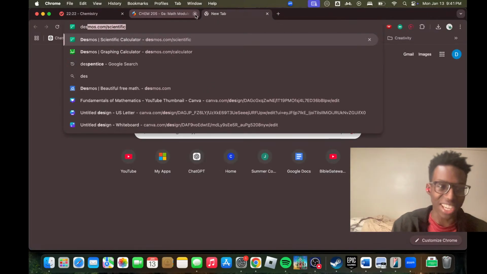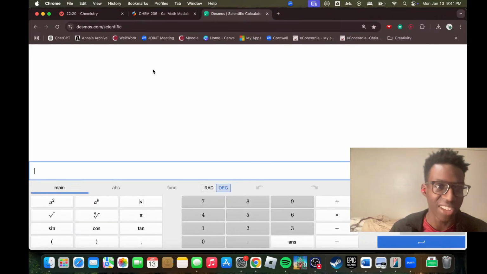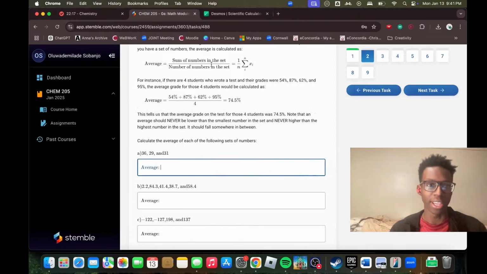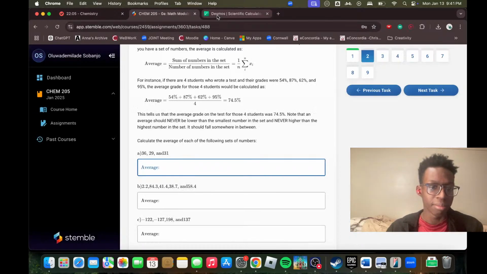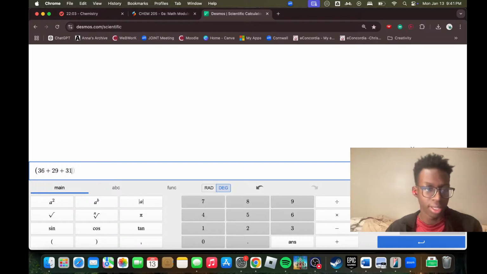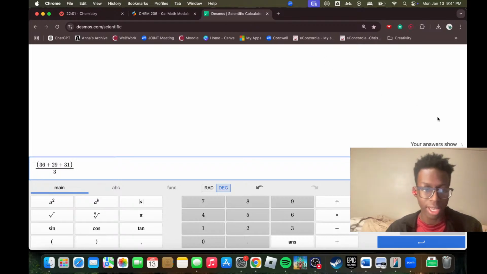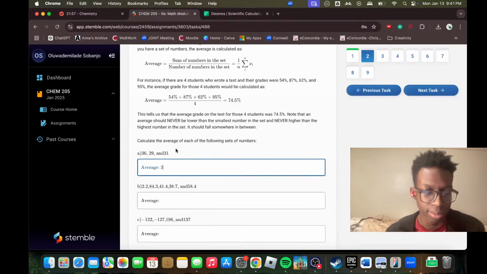But in the meantime, since I don't have my calculator, I'll just use the Desmos scientific calculator to do the averages instead. So we have 36 plus 29. Let's put a bracket around 36 plus 29 plus 31, divided by 3. You should be able to do this in your head. It's like, no, I do not agree.